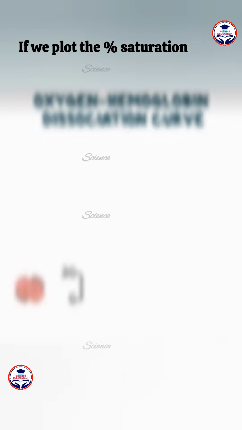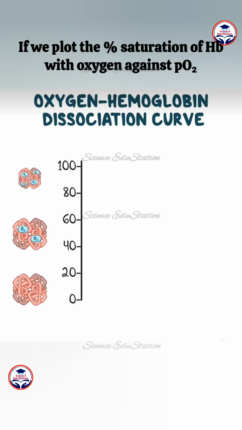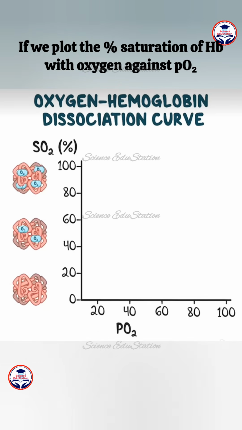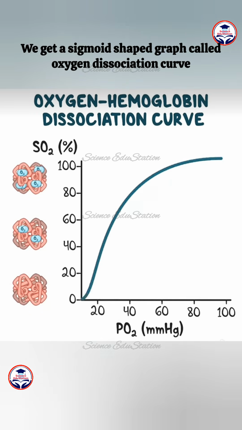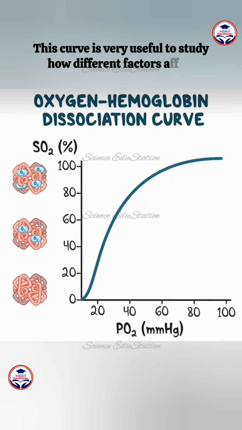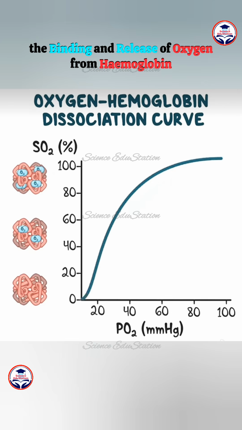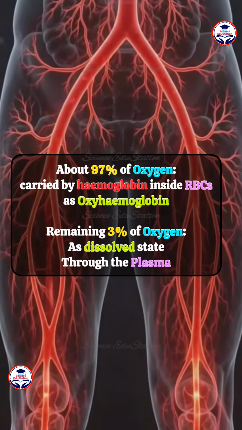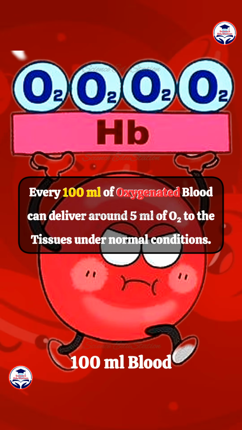up to produce energy. If we plot the percentage saturation of hemoglobin with oxygen against the partial pressure of oxygen, we get a sigmoid-shaped graph called the oxygen dissociation curve. This curve is very useful to study how different factors affect the binding and release of oxygen from hemoglobin. This is how oxygen is transported. And remember, every 100 milliliters of oxygenated blood can deliver around 5 milliliters of oxygen to the tissues.